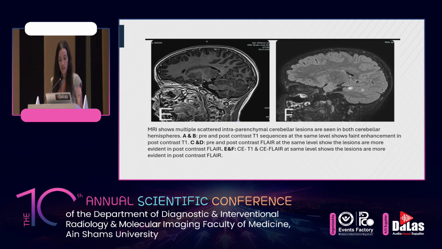MRI shows scattered intraparenchymal cerebellar lesions. We can see them in both cerebellar hemispheres. Pre and post contrast T1 sequences at the same level show faint enhancement in post contrast T1. Pre and post contrast FLAIR at the same level show lesions are more evident in post contrast FLAIR.